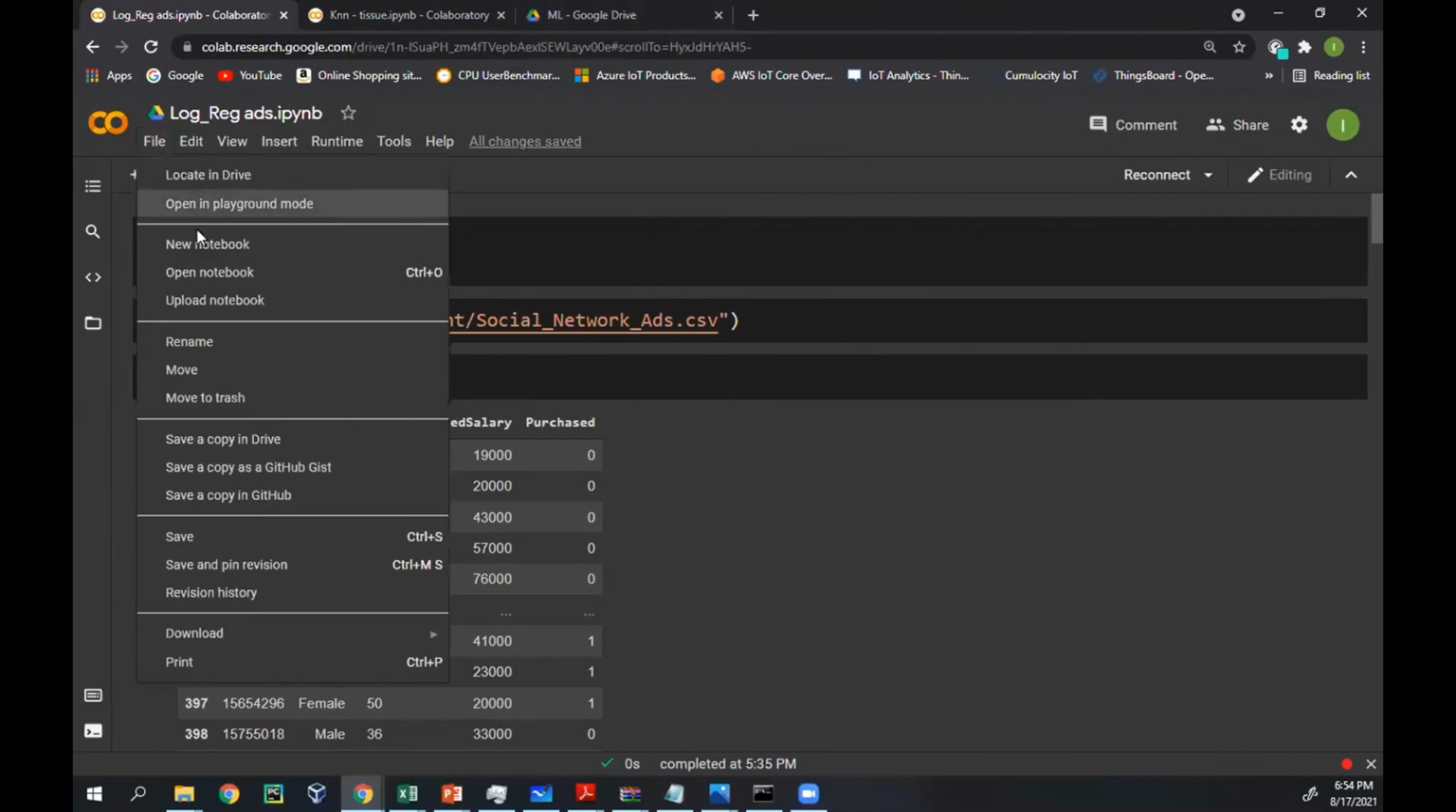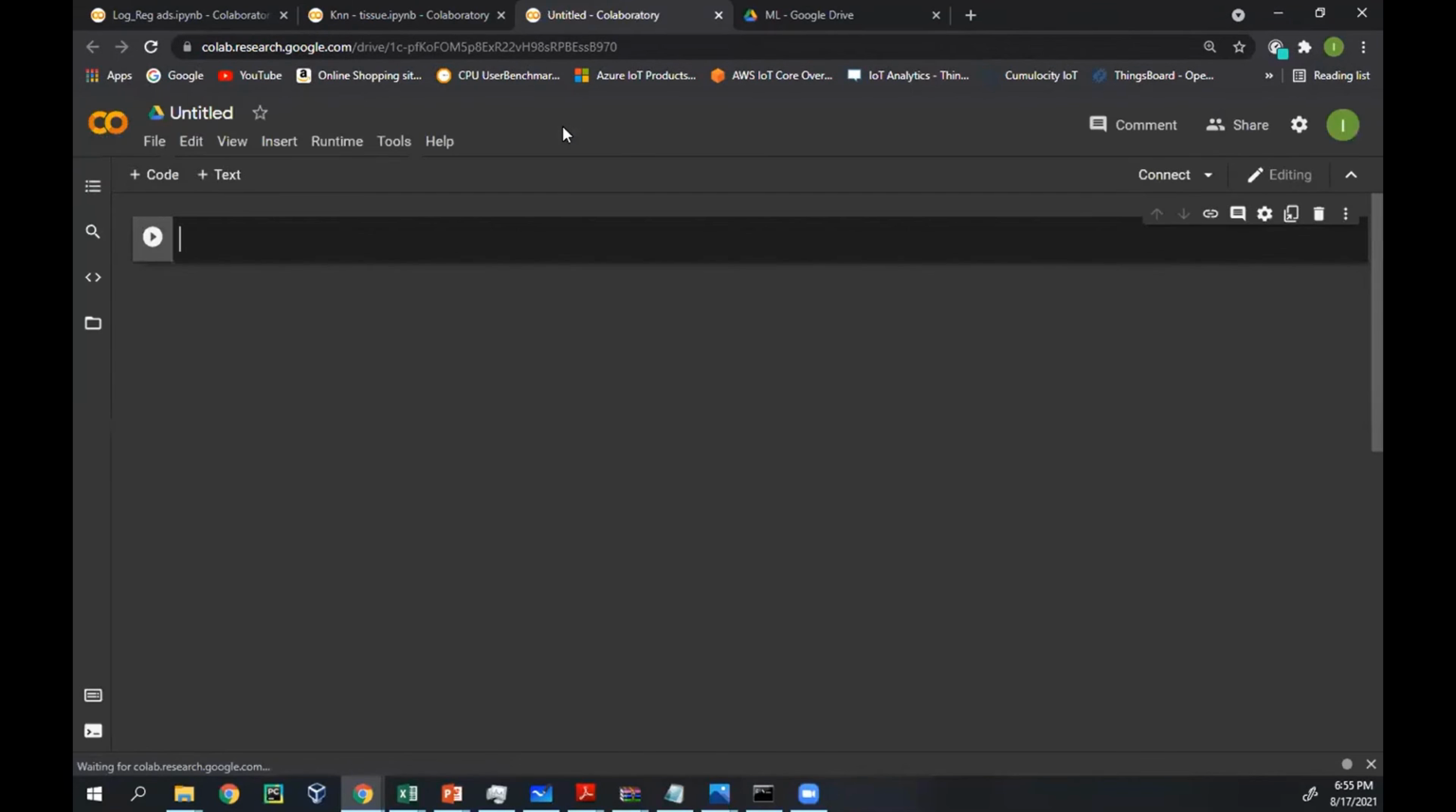So yeah, let's just create a new notebook. Same data set. Okay, guys, there is no change in the data set. The data set will remain the same.